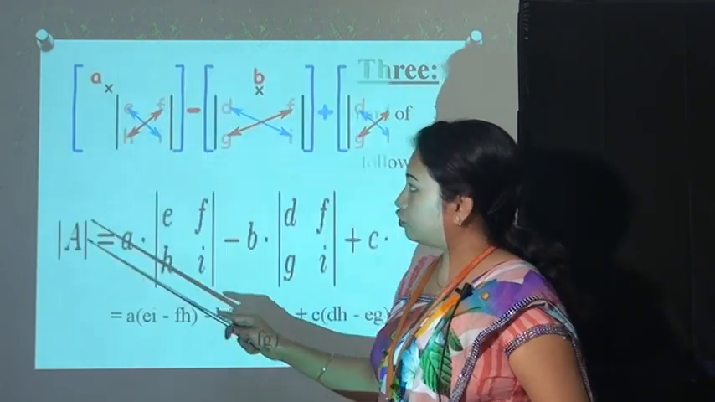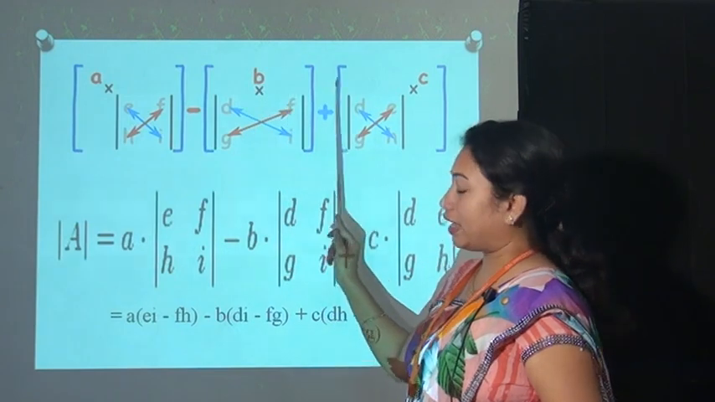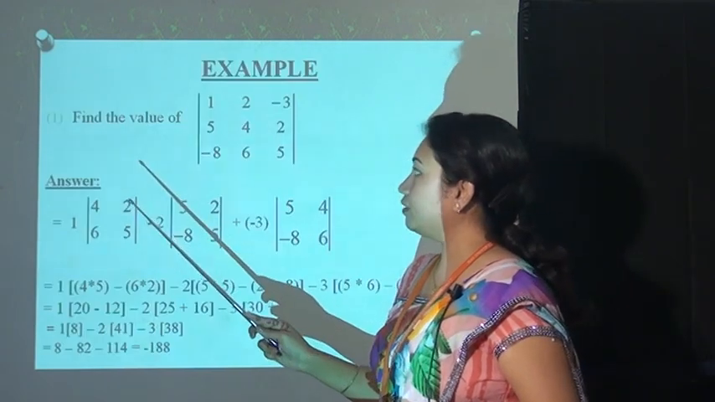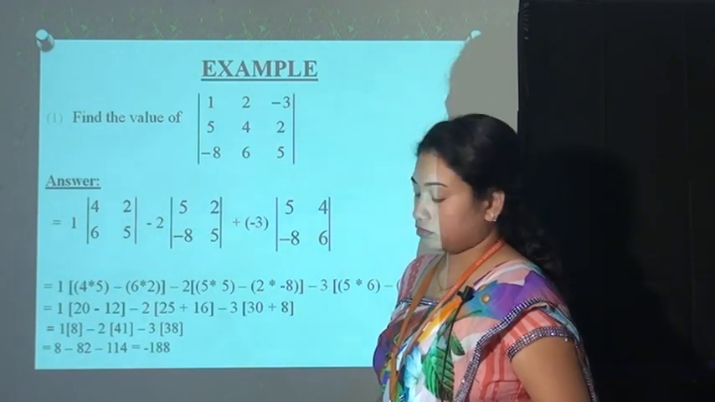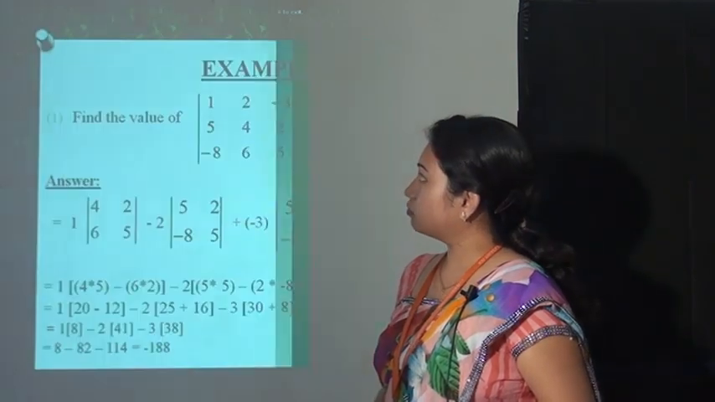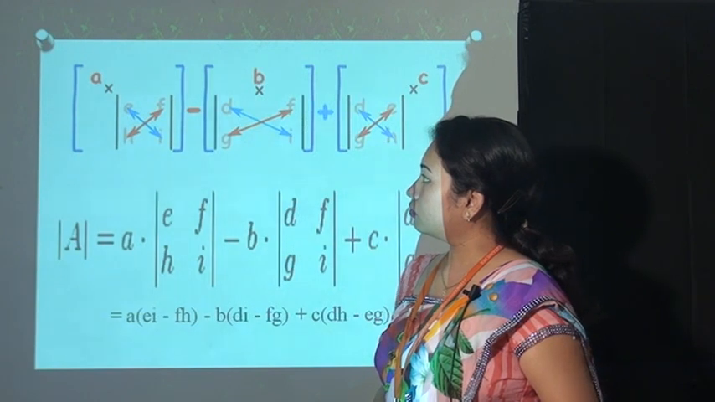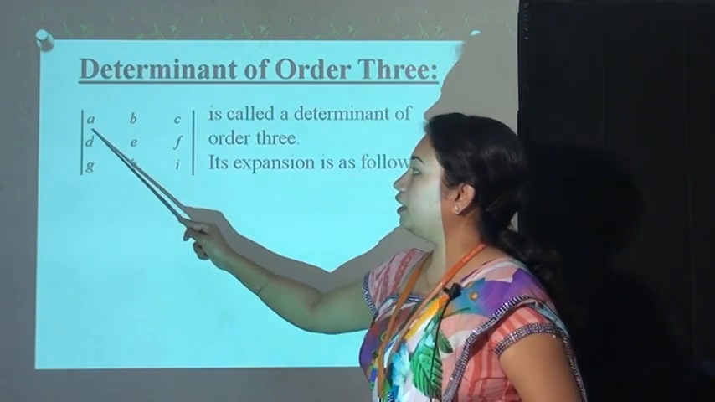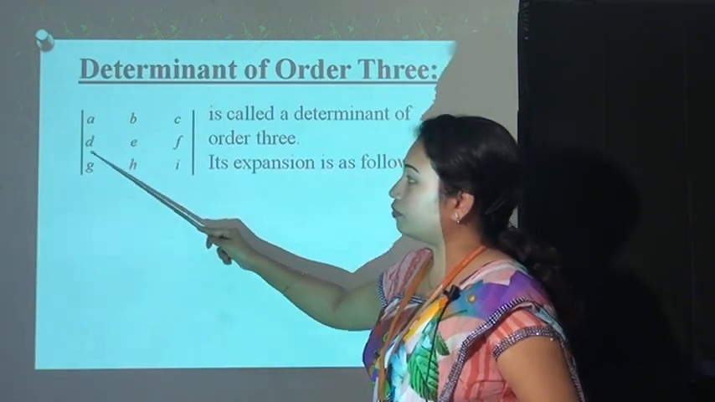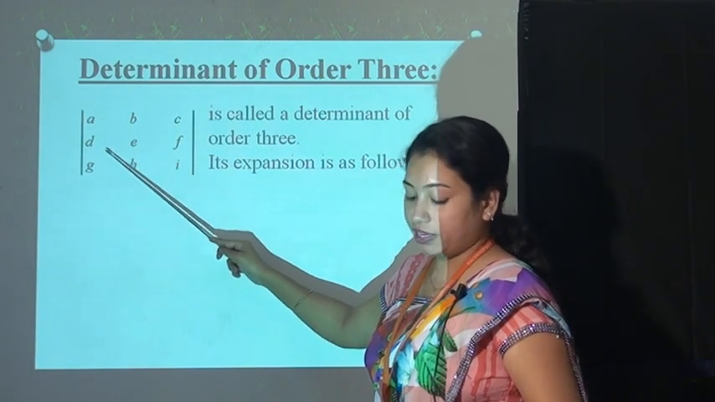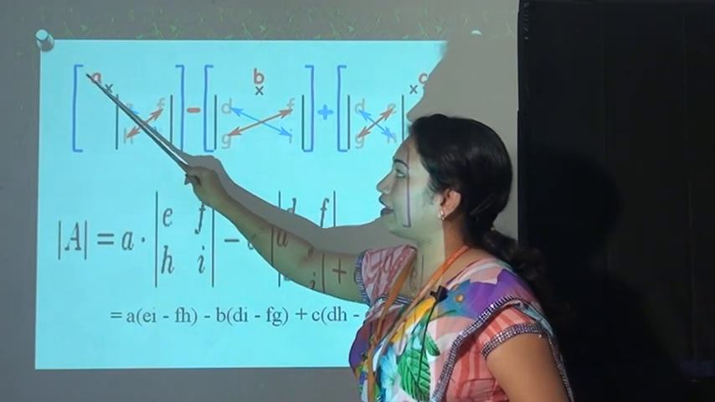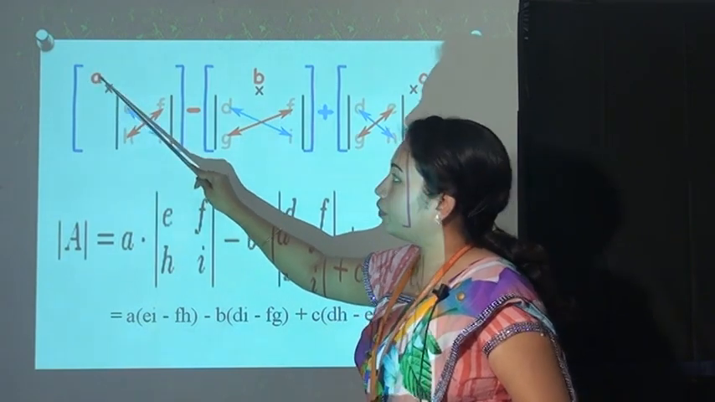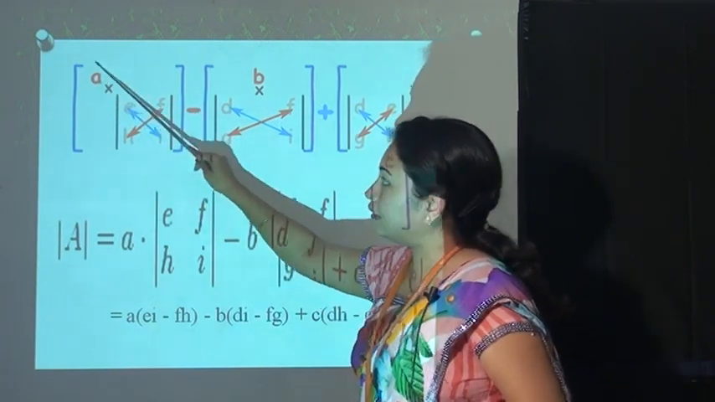Here, these expansions are taken row wise. Similarly, you can take the expansion column wise, but here we take the expansion row wise. So here we take the first element of the first row. Now delete this row and this column.